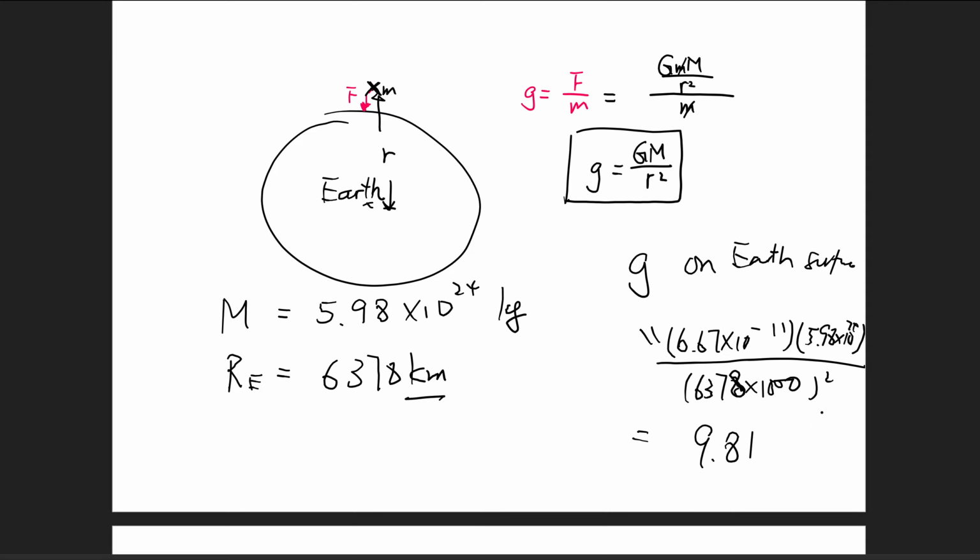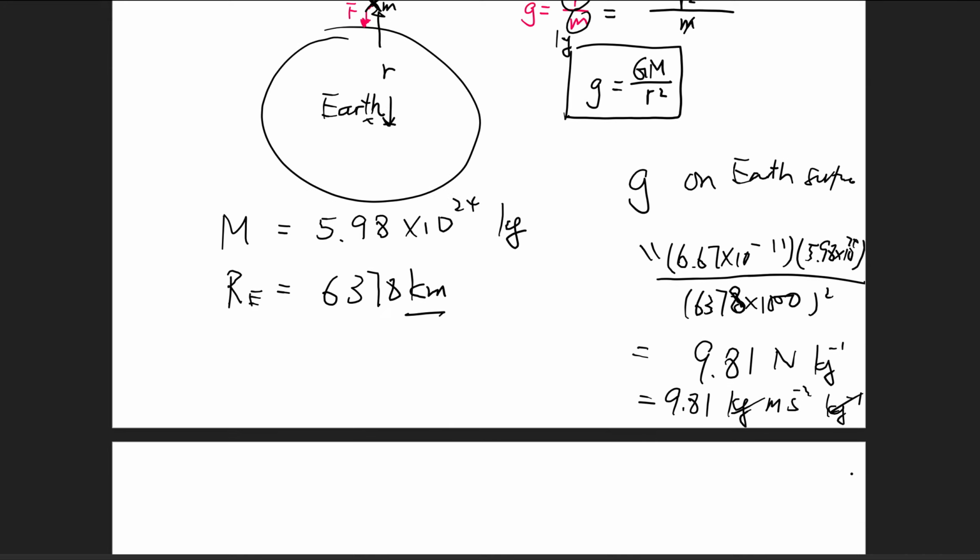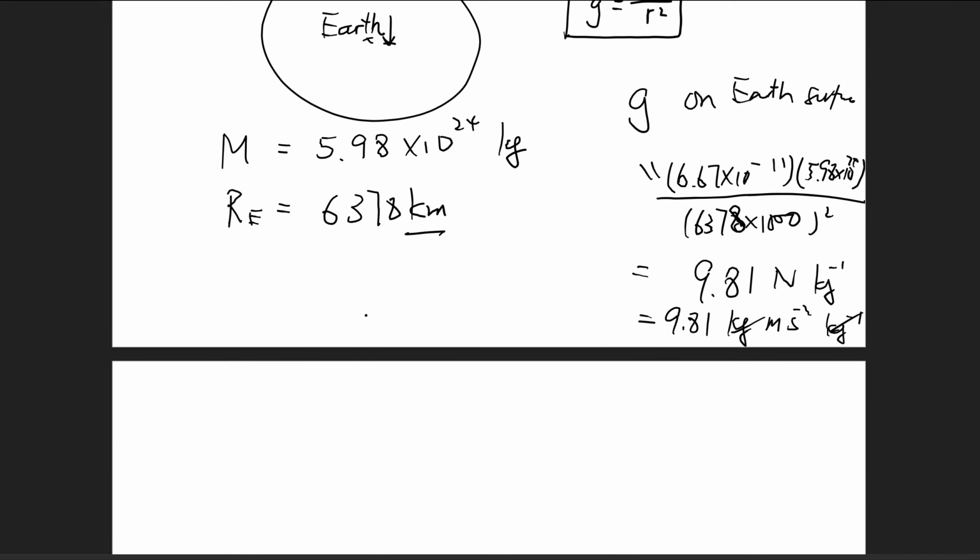So let's have a look at the unit of the gravitational field strength first. This is the Newton, and this is the mass. So you can write it as Newton per kilogram, or because we know that the Newton can be written as kilogram meter per second squared by the formula F equals ma, we can cancel out the kilogram. So it will give you 9.81 meters per second squared.